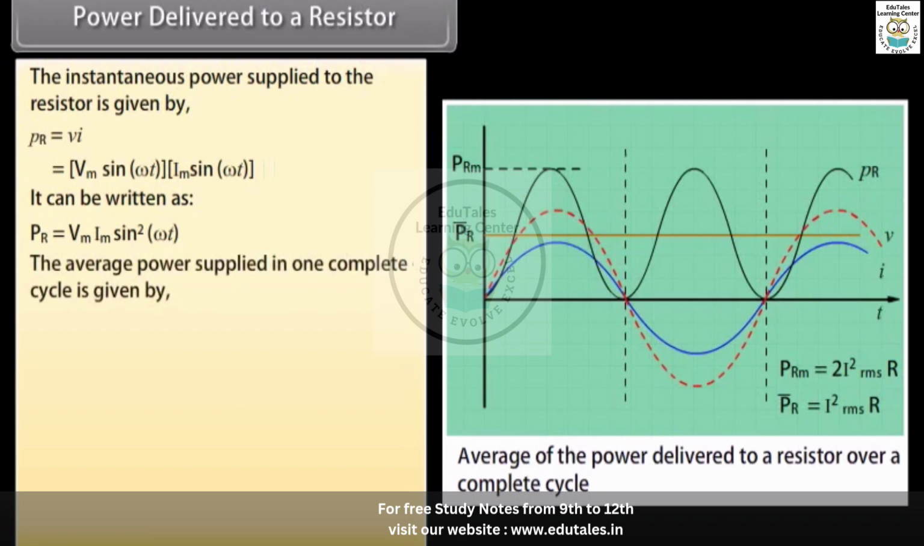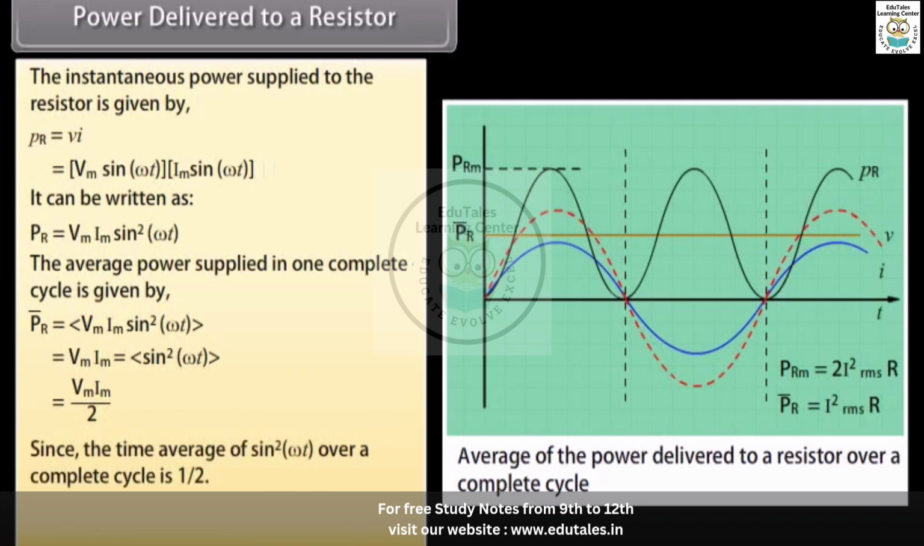The average power supplied in one complete cycle is given by PR is equal to Vm multiplied by Im divided by 2. Since the time average of sine square omega t over a complete cycle is 1 by 2, it can be written as PR is equal to Vrms into IRMS, or PR is equal to IRMS square into R.